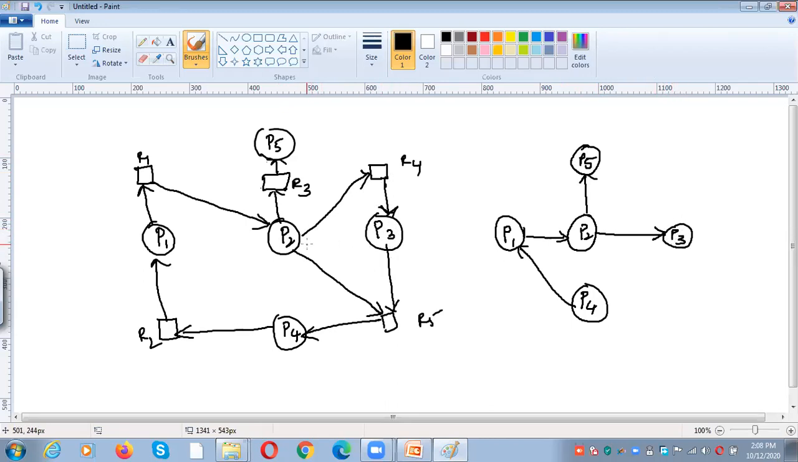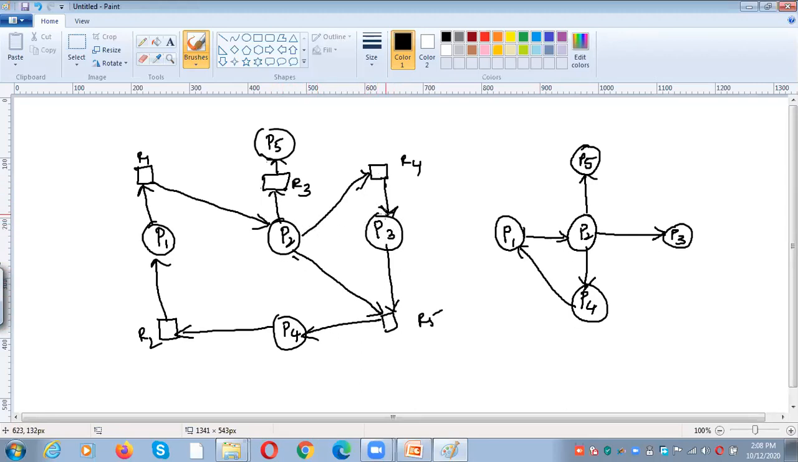And then what about R5? P2 is waiting for R5 and it is allocated to P4. That means P2 is also waiting for P4. This is the connection. So P2 is also done, along with all the connections in this direction, this one, and this one. Now you need to talk about P3. So for P3, this connection is already done.